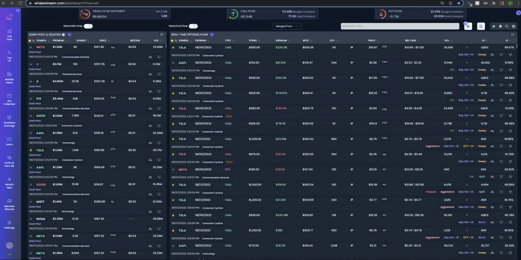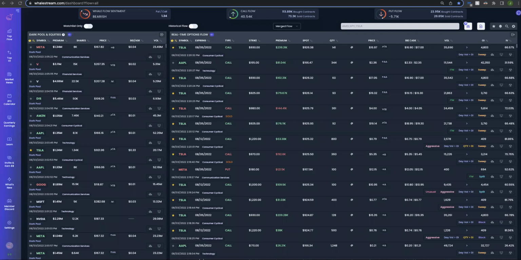I have so many things open for Zoom right now. So we're actually about to hit what I have as a resistance level on SPY at 415.59-ish.